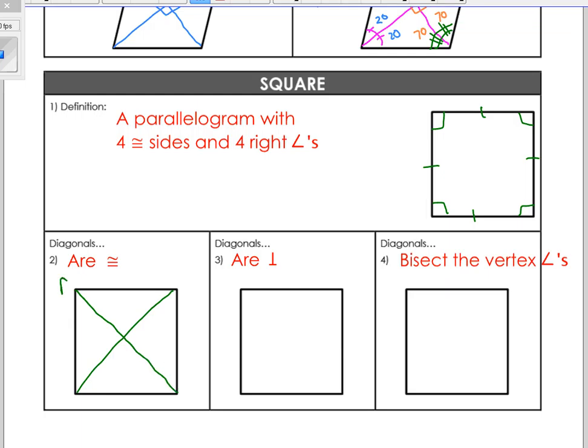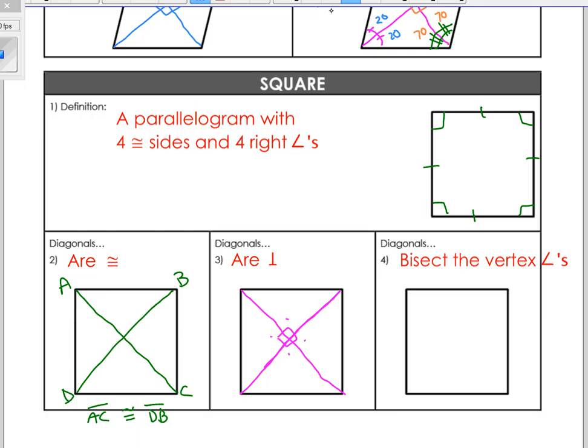So if we label this as square ABCD, that means that we could say that segment AC is congruent to segment DB. Okay? We can also say that if this is a diagonal, and this is a diagonal, like a rhombus, the diagonals are perpendicular to each other. So that means that all four of these angles are 90 degrees.